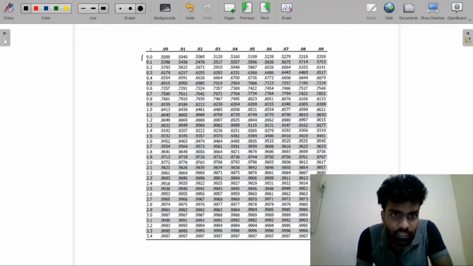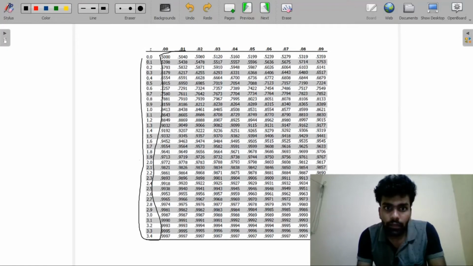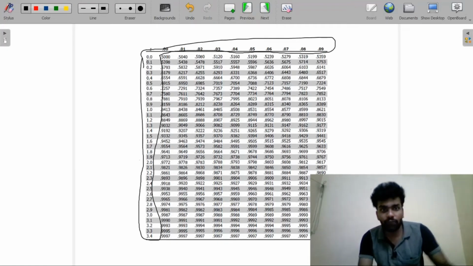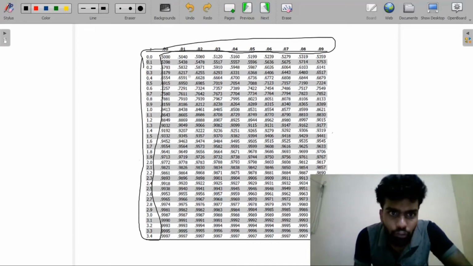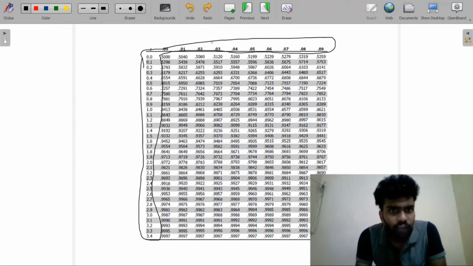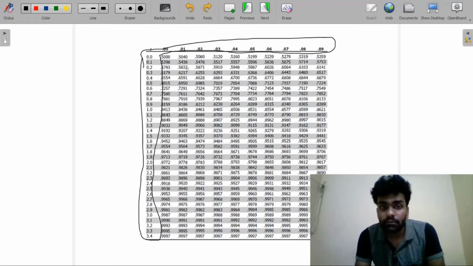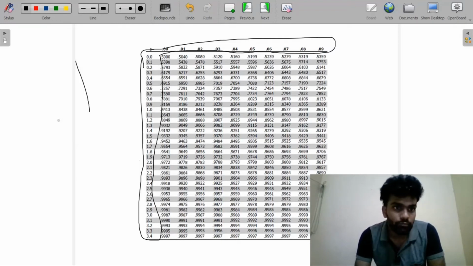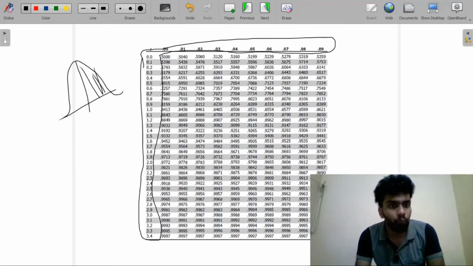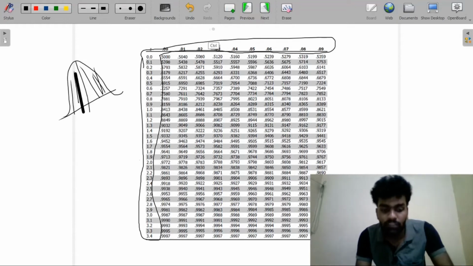Here you can see these are the z values. Now where is 0.05? Just find 0.05. You can see we can't find any 0.05 here. It means this is the z table for the right hand side. This is the standard normal distribution. For the right hand side, we have one z table, and for the left hand side, we have another z table. So this is the z table for the right side.